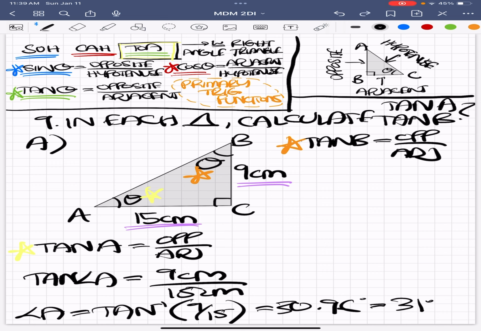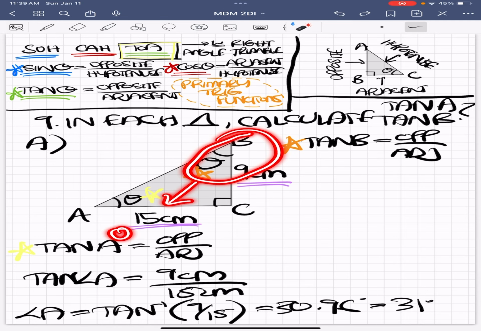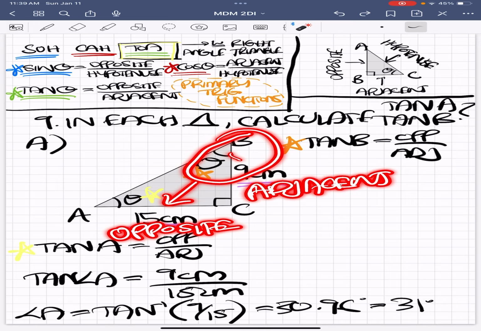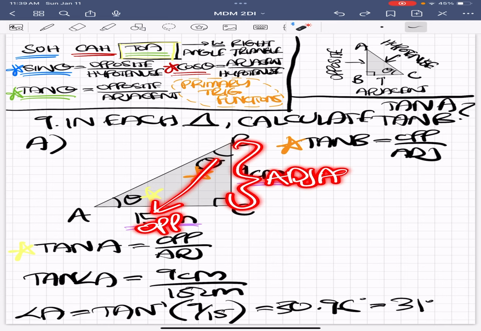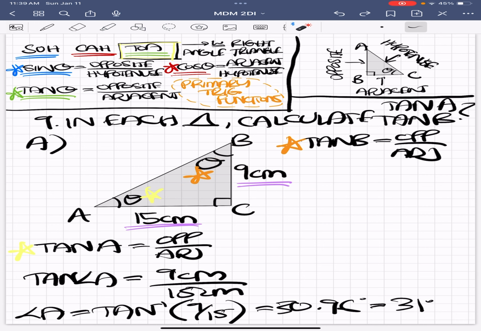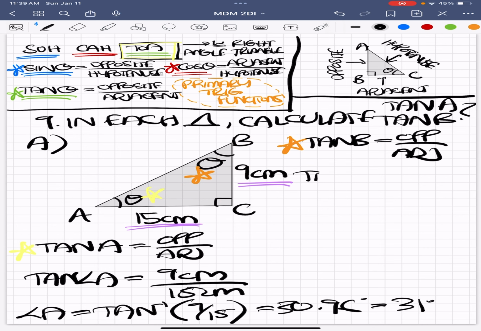And then we have tan B. So this would be the opposite side, and this would be the adjacent side. So here adjacent, here opposite. So right here would be the opposite, and right here would be the adjacent. So let's do it. Tan angle B equals 15 centimeters over 9 centimeters.